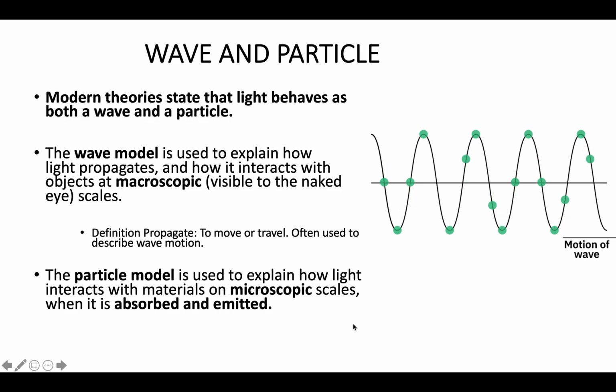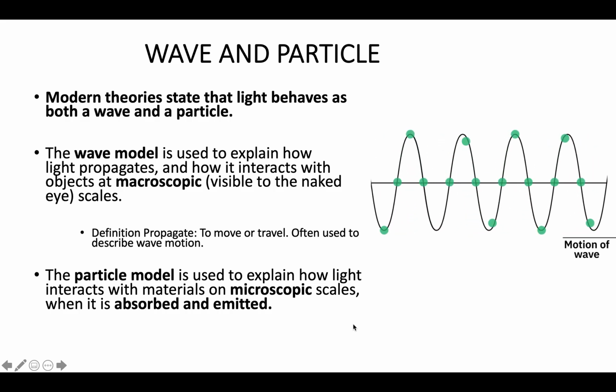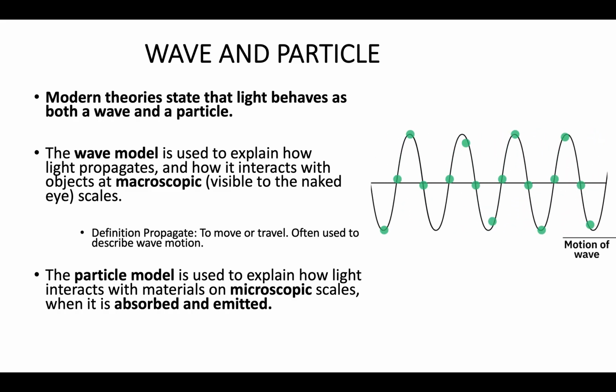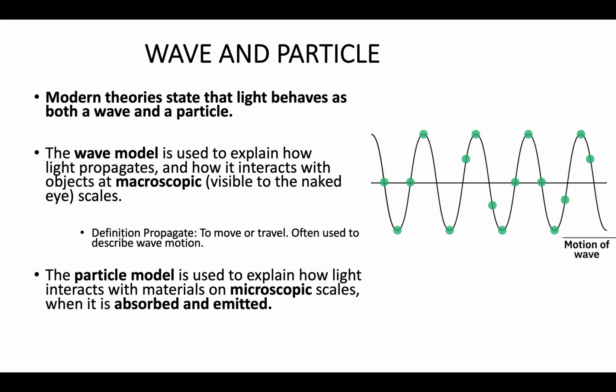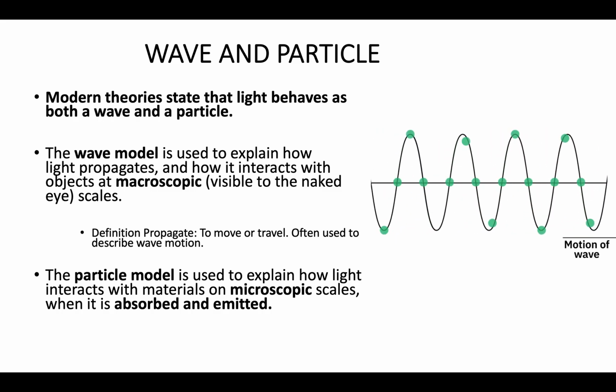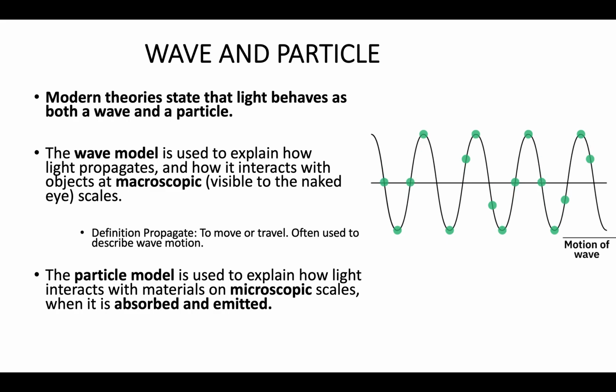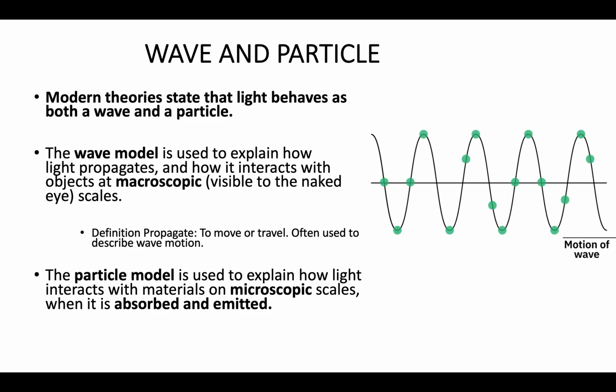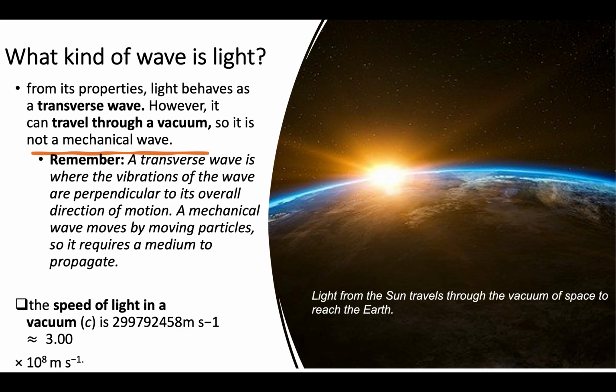The particle model is used to explain how light interacts with materials on microscopic scales when it is absorbed or emitted. The same thing like the light we see in the sun, or maybe light in a dark room, compared to light interacting with other colors of different objects or materials, what happens when they interact. Now let's have a look at this here. What kind of wave is light? What type of wave do we think light is? From its properties, light behaves as a transverse wave. However, it can travel through a vacuum, so it is not a mechanical wave.